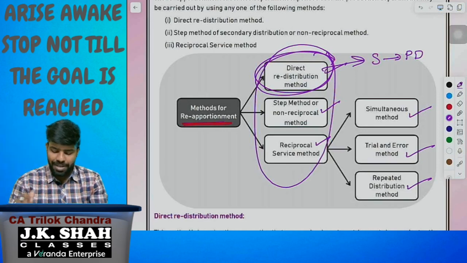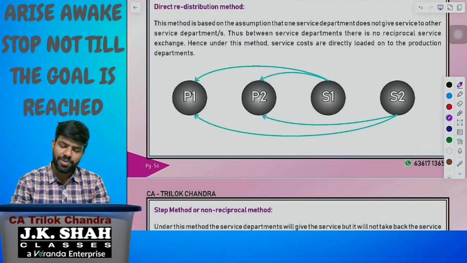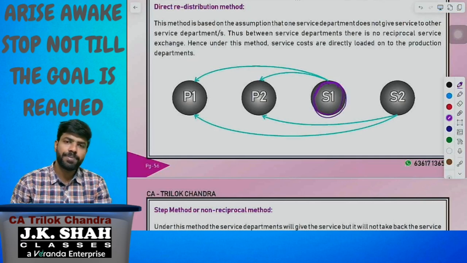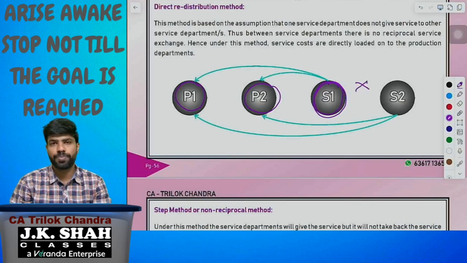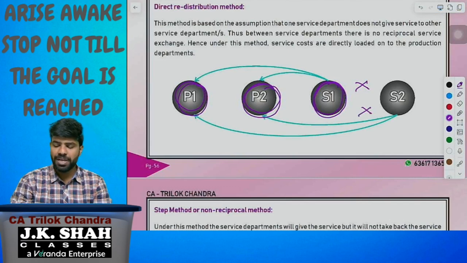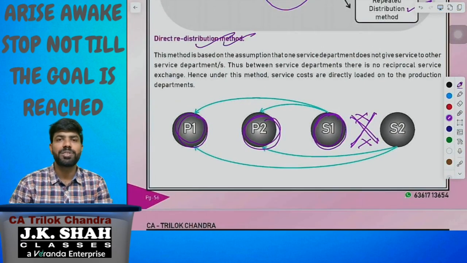To understand better, I am showing you one picture. Look at here: P1, P2, S1, S2. Now, when it comes to S1, it will be providing service to P1, P2, but it will not provide service to S2. When it comes to S2, it will provide service to P1, P2, but it will not provide service to S1. That means there is no exchange of service between the service departments, which is called as direct redistribution method.